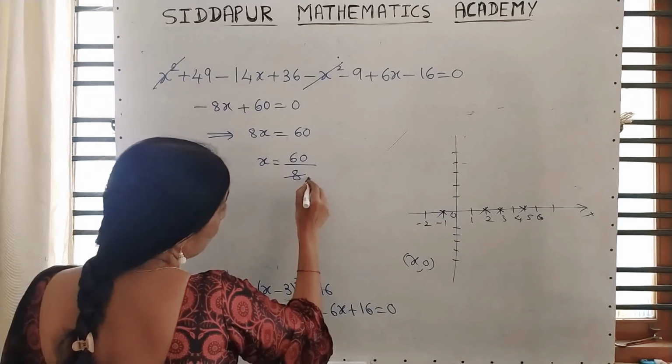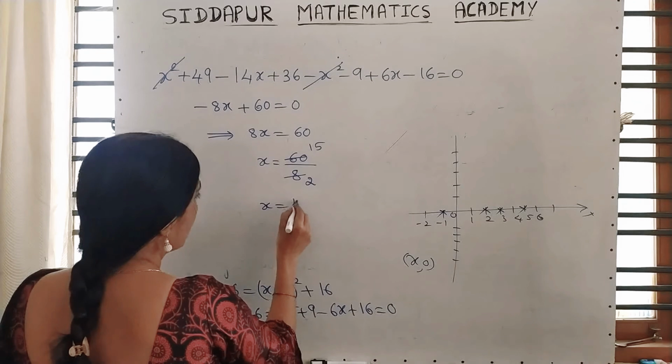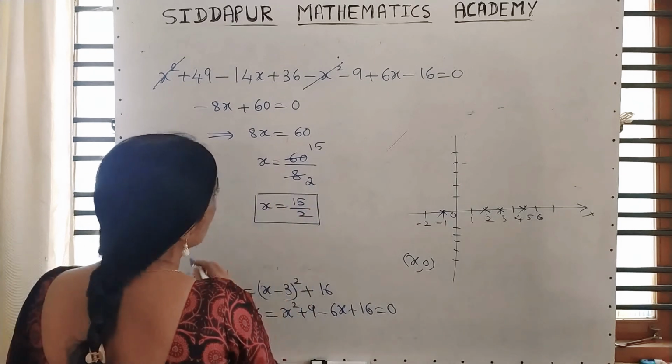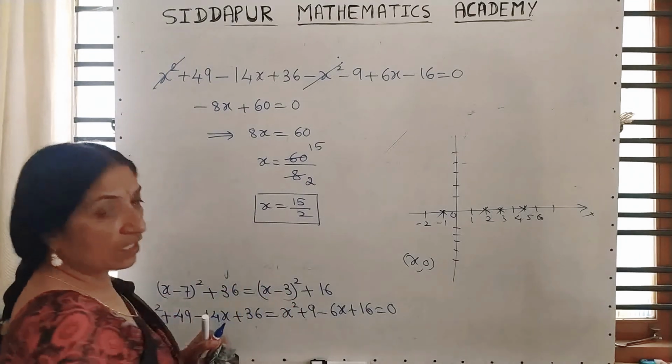See, 4 2s are 8, 4 15s are 60. x is equal to 15 upon 2. This is the value, and the question is find the value of x. So this is the answer.